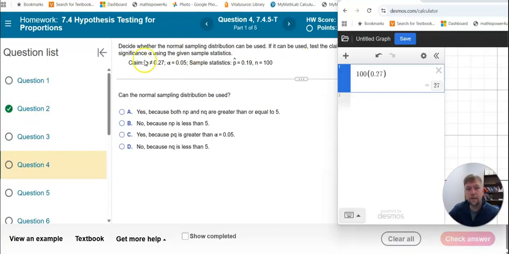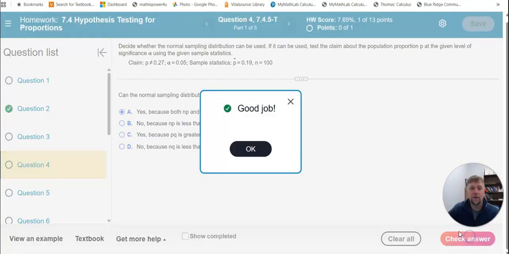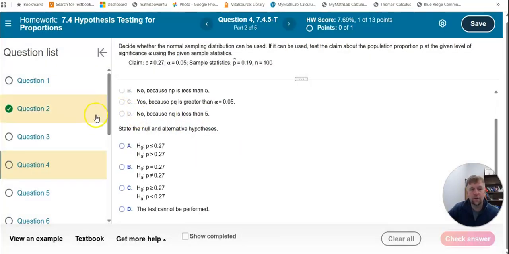Here is another example, very similar. It's just giving me a different claim: p is not equal to 0.27. So that's the p I'm going to use in the calculation. n is 100 here, so 100 times 0.27 is 27. I don't need to do the other test. n times q would be 100 times 0.73, and 0.73 is bigger than 0.27. Since this is big enough, the other one's going to be big enough. So yes, both of these are greater than or equal to 5, so I can do the normal approximation to the binomial.